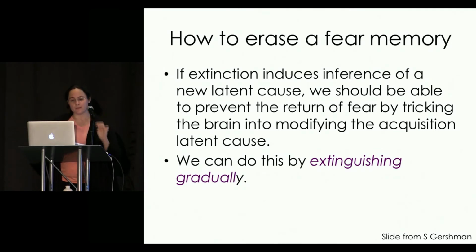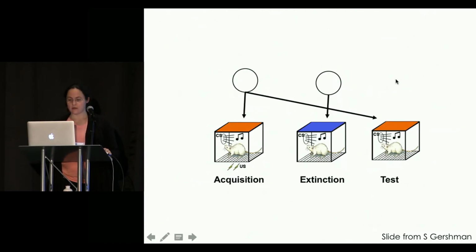Okay, so the idea here is that if extinction induces inference of a new latent cause, we should be able to prevent the return of fear by tricking the brain into modifying the acquisition latent cause. Okay, so that would be the idea that rather than creating a new latent cause here at extinction, you want to trick the brain to think that this is actually the same thing as this, in which case the two boxes would look different, but the cause would still be the same.